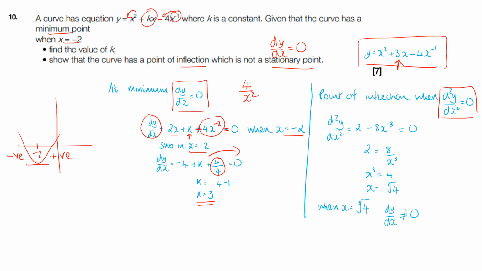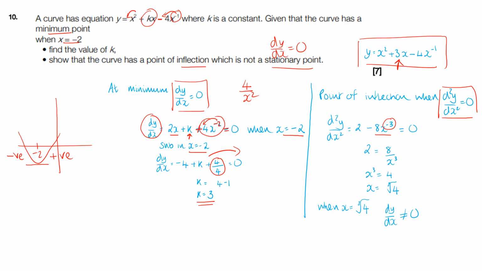So the 2x term is just going to go to 2. The k, which is now a constant 3, will just go out, and then the last term will power down again. So the minus 2 times the 4 will give us minus 8, and taking 1 off will give us minus 3.